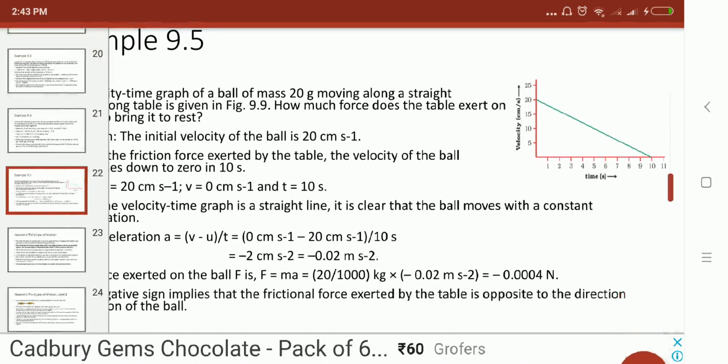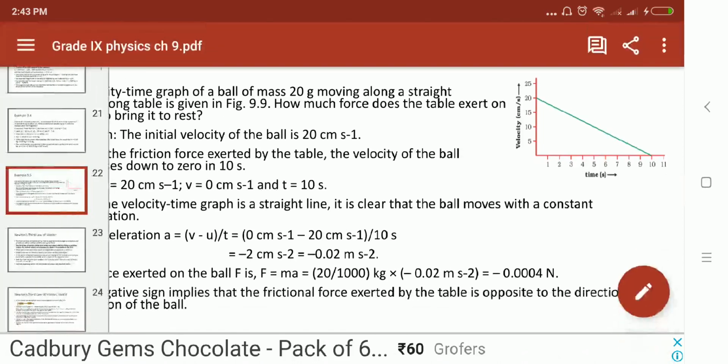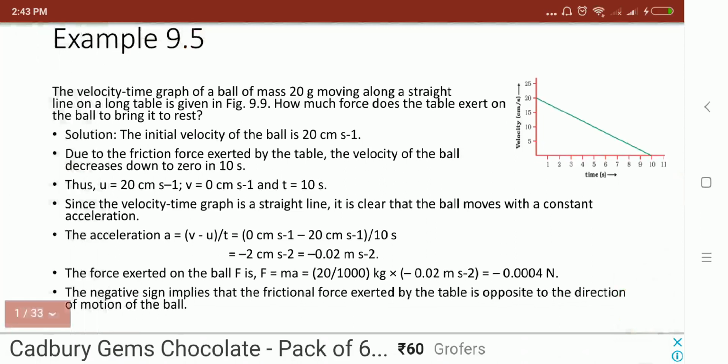Now the force equation is F equals m a. So here the mass of the ball is given as 20 gram, converted into kilogram, so 20 by 1000 kilogram, into the acceleration we have calculated, minus 0.02 meter per second square. So the force given by the table is minus 0.0004 Newton. Here the negative sign shows that the friction force is in the opposite direction of the motion of the ball, and that's why it is given a negative sign.